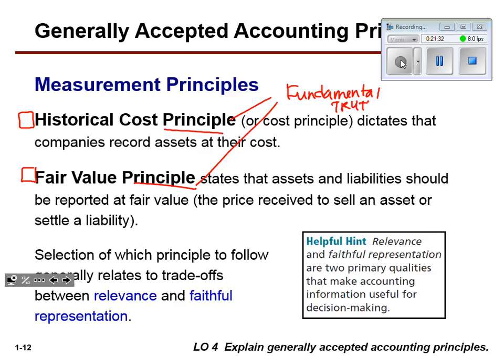Kind of that gut instinct of, as we go into this profession, and every profession seems to have their fundamental truths that exist. The fundamental truths are listed for me as a teacher. There's things I should and shouldn't do. Same thing in accounting. What's the historical cost principle? Well, it dictates that companies record their assets at their cost. Assets are things that they own. Cost is what they paid for them.